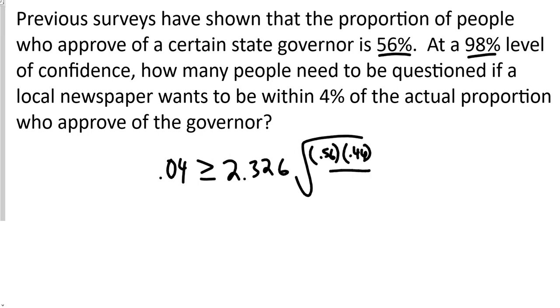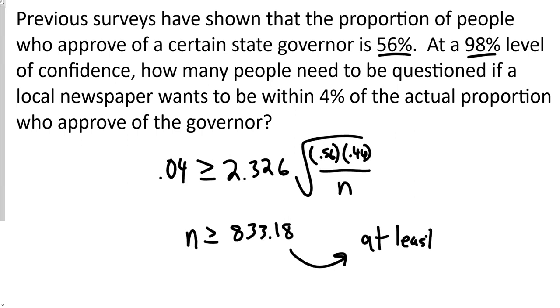So we'll put that in there and solve it for n. If I do all that magic solving equations, work, put it in my calculator, I should get n is greater than or equal to 833.18, which means we need at least 834 people in this sample. All right.